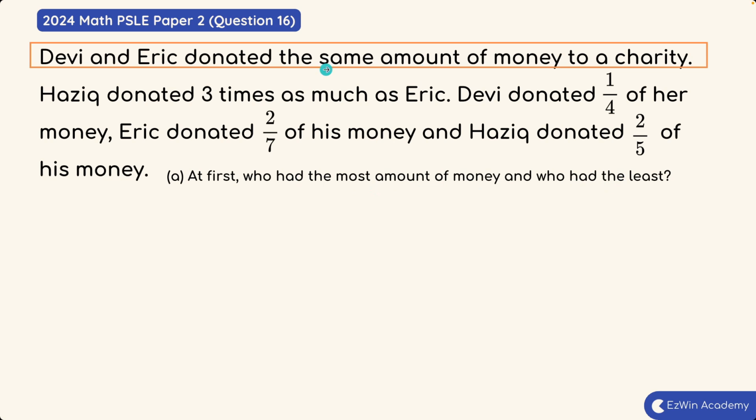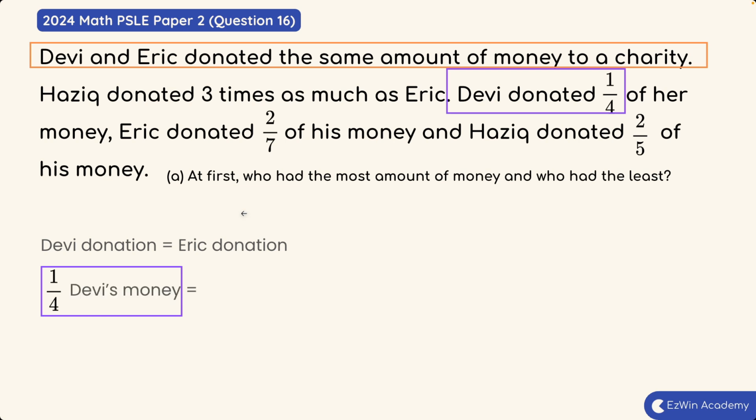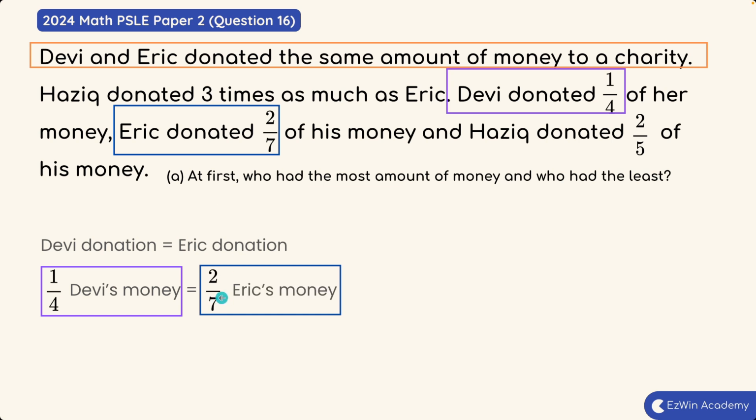So we need to go through the first statement. Devi and Eric donated the same amount of money to a charity. In terms of an equation, Devi's donation is the same as Eric's donation. The question also states Devi donated 1/4 of her money, so 1/4 of Devi's money is equal to Eric's donation. That means Eric's 2/7 of his money is the same as 1/4 of Devi's money.